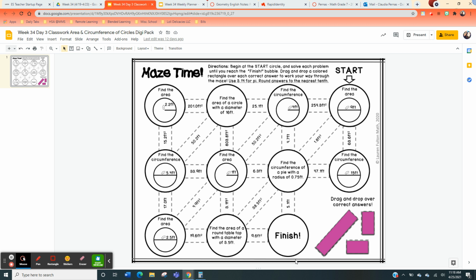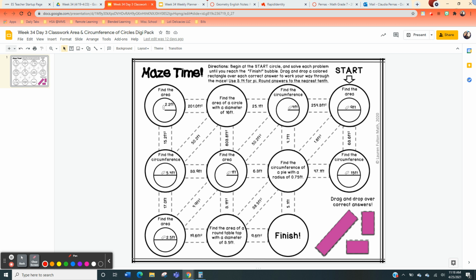That does not mean all of those little lines will be filled with pink or with the colored rectangles. It's a maze. You go from start to finish. So let's go ahead and do the first one. It says find the area.